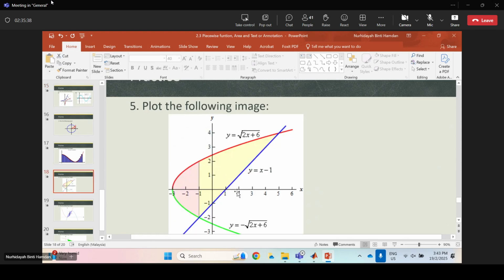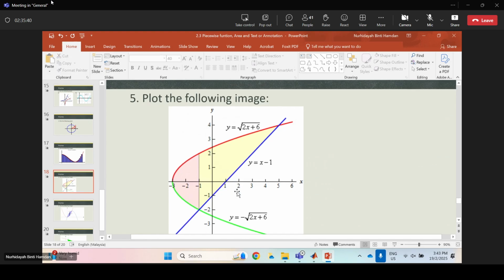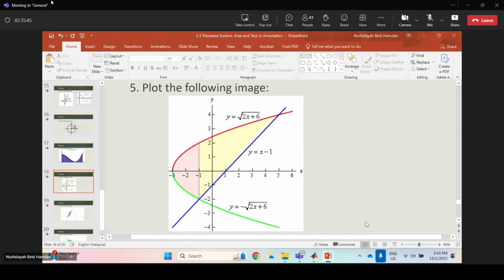Okay, this is the image. You see, there's a lot of things going on here. Here my x will be negative 3 until 6. My graph here is negative 3 until 6, and I have a few different y. You see here, there's no arrow, so just follow it, no arrow, but there's a label. Y here is square root of 2x plus 6. So just follow all this to get our value of y.